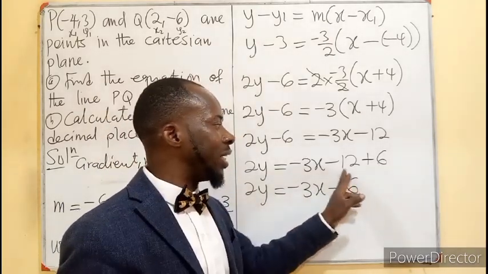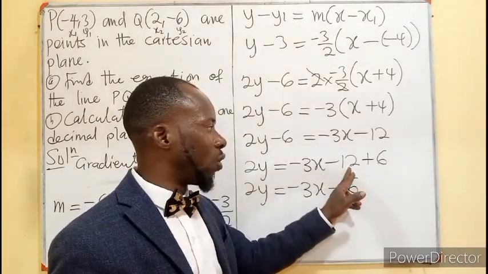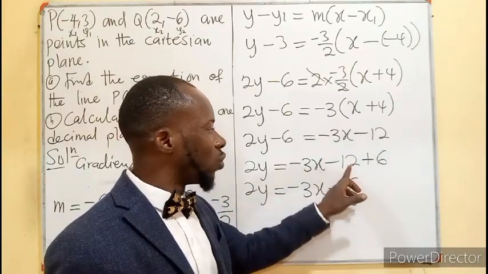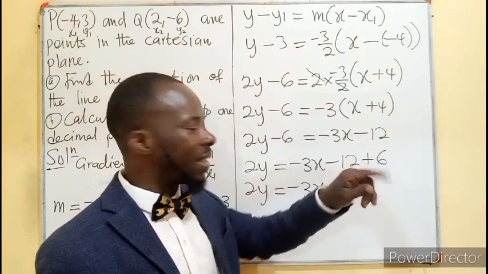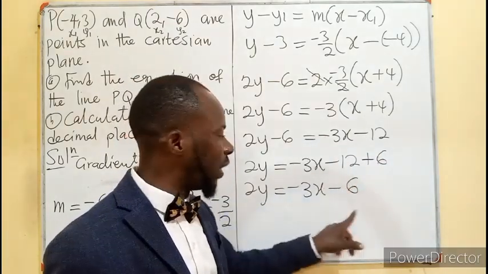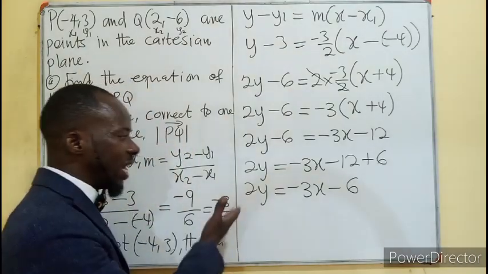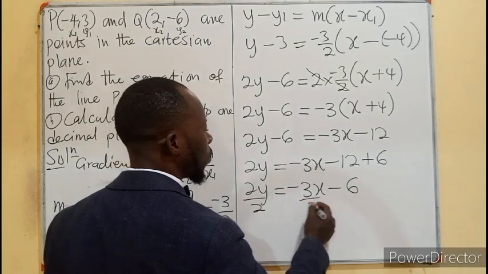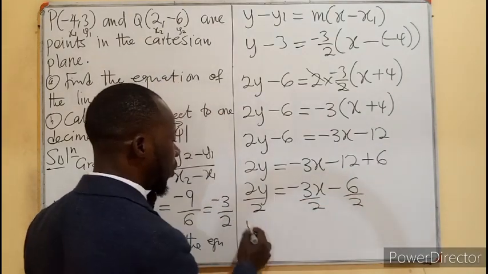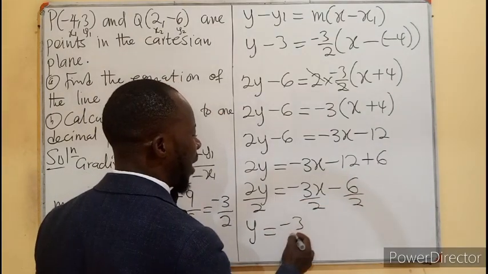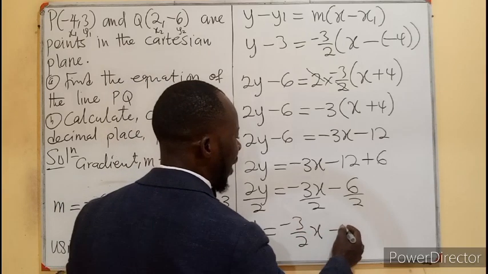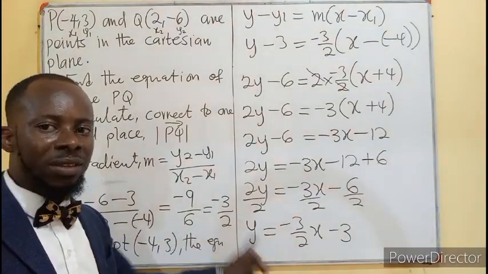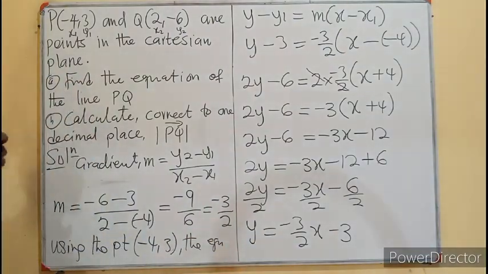We are adding integers of different sign. So we are going to perform subtraction and keep the sign of the bigger number. So 12 minus 6 is 6. The biggest number is 12, which has a negative, so negative 6. So we can leave the equation in this form, or we can divide by 2, meaning y will be equal to minus 3 on 2 x minus 3. You can see the gradient remains the same. You see the same gradient. So that will be for the first part.